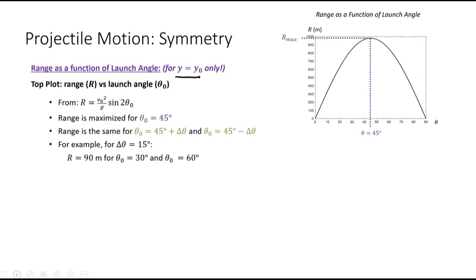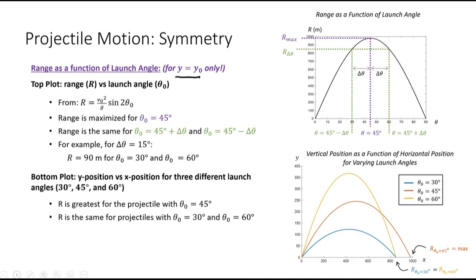So for example, if you were to move a certain amount of delta theta in the positive direction or a delta theta in the negative direction away from this 45 degree launch angle, you would end up getting the same range. So for example, if you were to think about launching the projectile from 30 degrees, in which case we're subtracting 15 degrees from 45, or at 60 degrees, in which case we would be adding 15 degrees to 45, you can see here that you would end up getting the same range in either case. Okay, so there's some nice symmetry there.